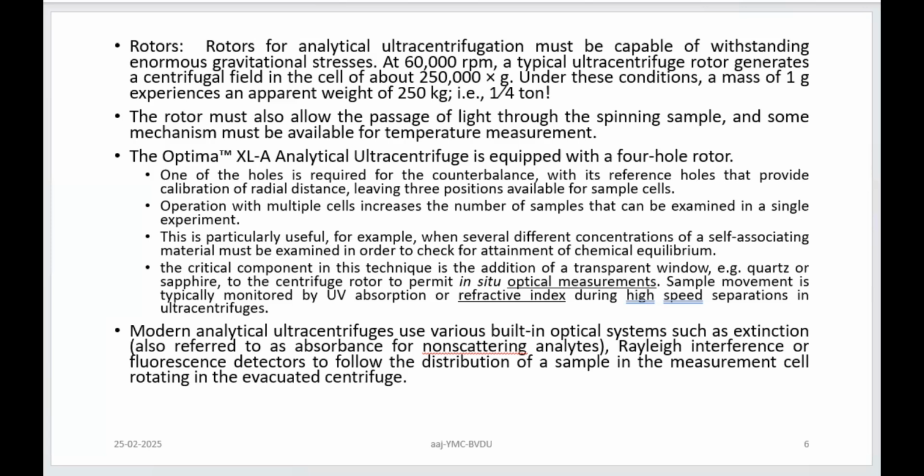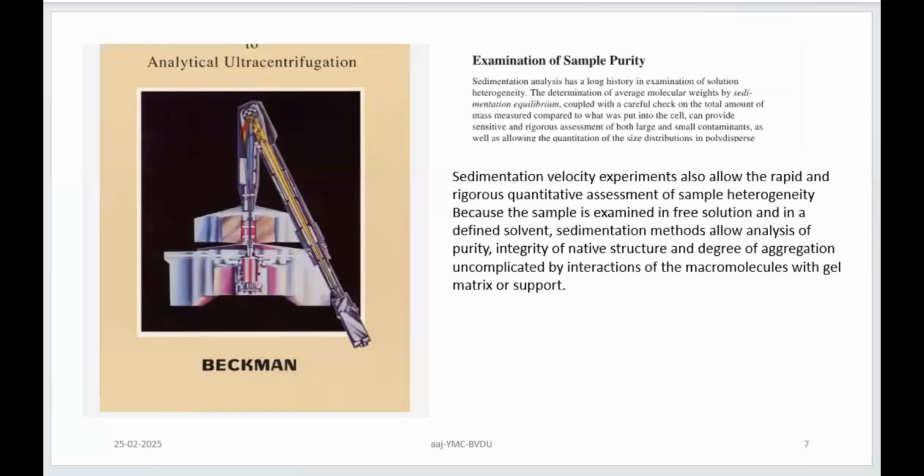Okay, so this is an overview of the rotors that are required. Now this is how it would be if I take a cross section. This chamber is one section of a centrifuge. So this is one cell of the centrifuge.